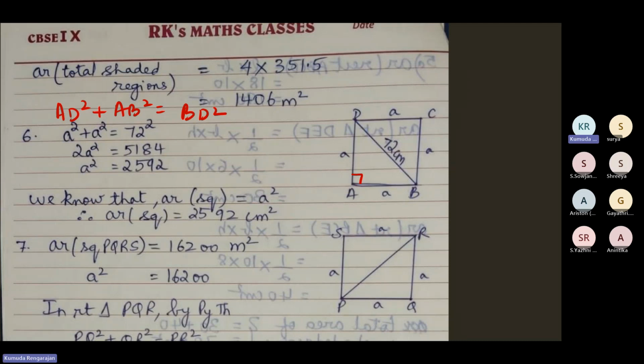And what is the formula to find the area of a square? A square. So A square means area. For a square, if A square is given, that means area is given. So here we get 2A square is equal to 5184. A square is equal to 5184 divided by 2, so 2592. What is A square? A into A, which is the formula to find the area of a square. So the area of the square is 2592 centimeters square.